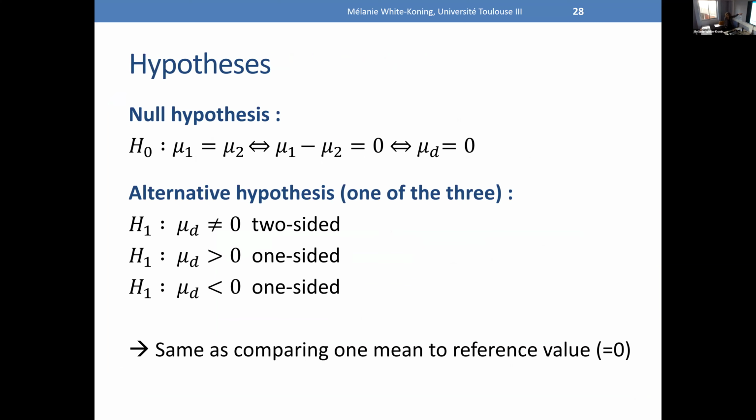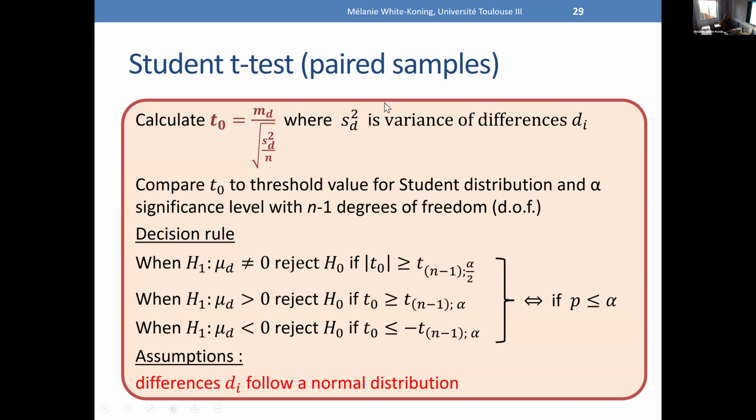And what we can notice here is that, remember, if we go back to the first example with the cereal, we had one sample and we were comparing it to a theoretical value of 0.3, remember? And here, what are we doing? We have one sample of differences and we're comparing it to a reference value, which is 0. So in fact, this case is the same as comparing one mean to a reference value. Once you look at the differences, it's as if you only had one sample and you're comparing it to the reference value. So here, this test is the same as what we had before.